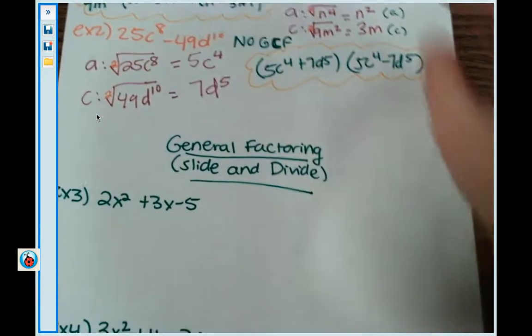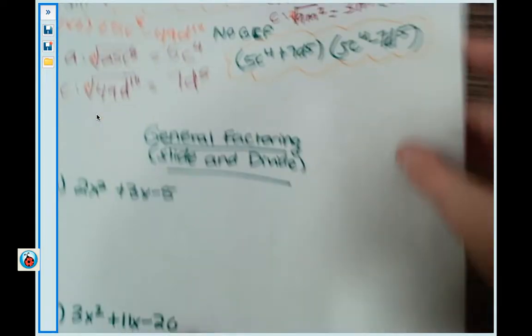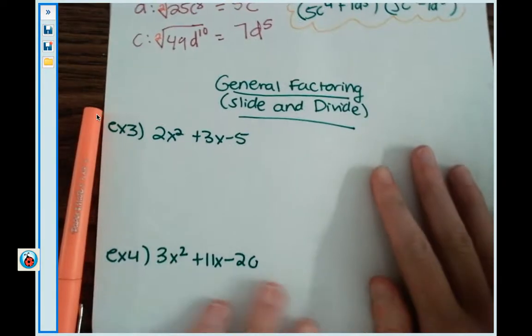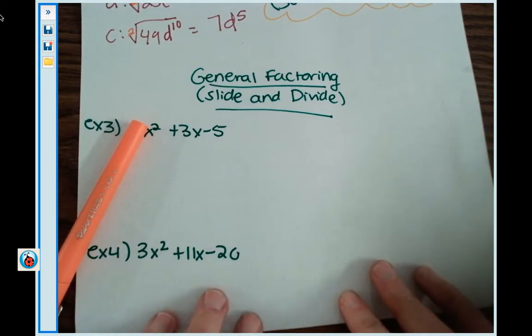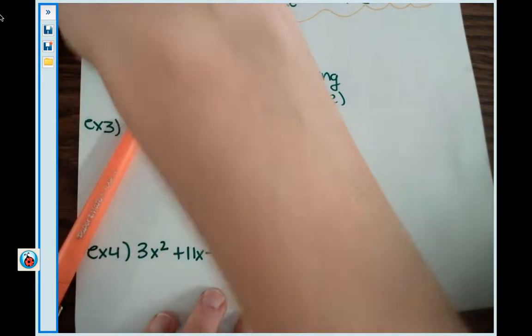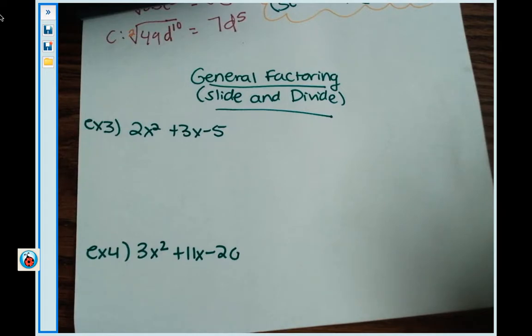Okay, so some more factoring techniques we're going to talk about. And again, these should all be reviewed. You should have seen these in your previous math classes. The next factoring technique is general factoring, which I like to call slide and divide. There are so many ways to general factor, so whichever way you like to factor, you do it that way. I prefer slide and divide, but if your teacher in your previous class taught you a way that you prefer, then do it that way. But I'm going to teach you guys slide and divide.